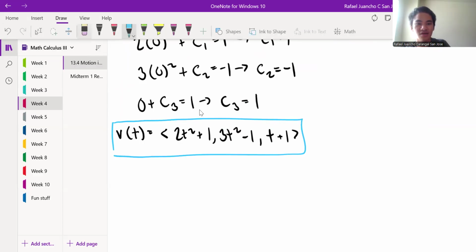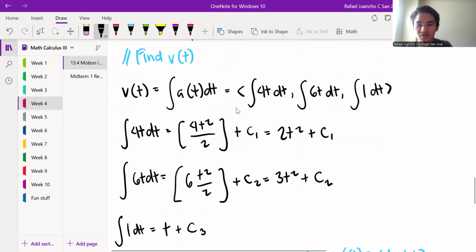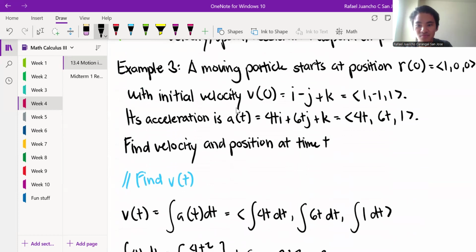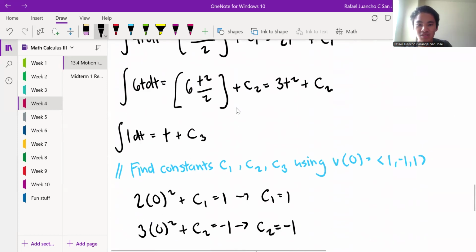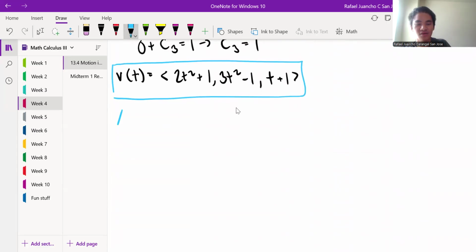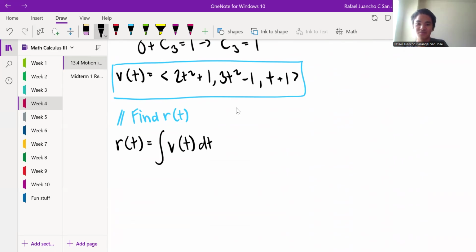Now let's find my position vector r of t. So it's the same process. So now we find r of t. And we're saying that r of t is just integrating, again, my v of t, my velocity vector. So I want to integrate that thing. And integrating that thing means we also have to integrate its components.